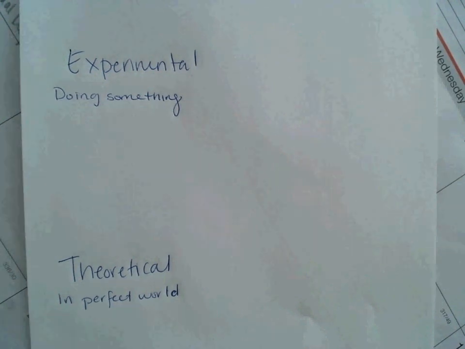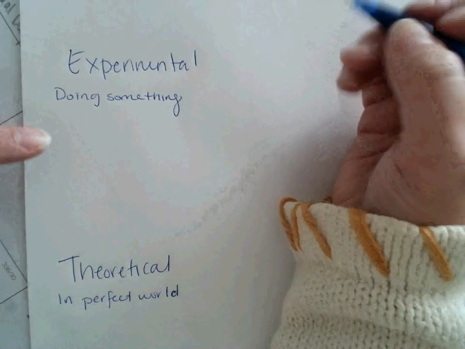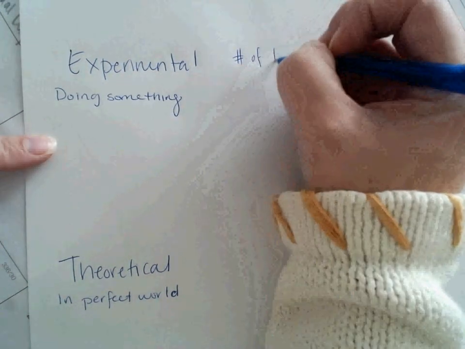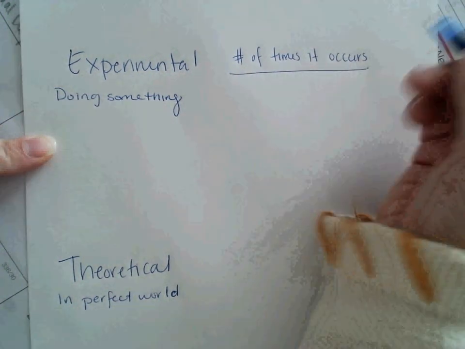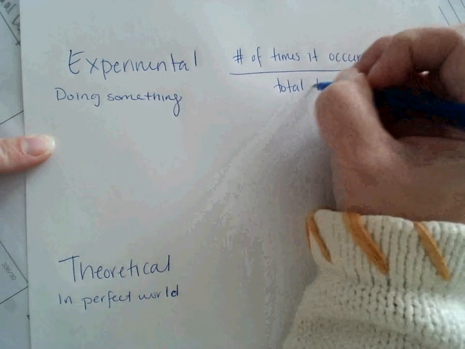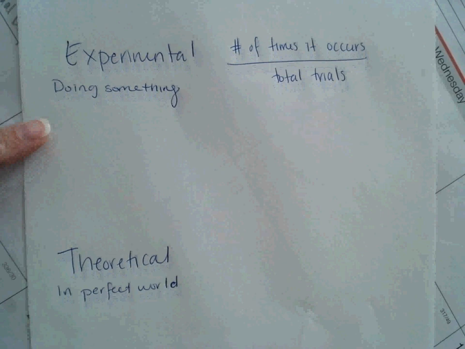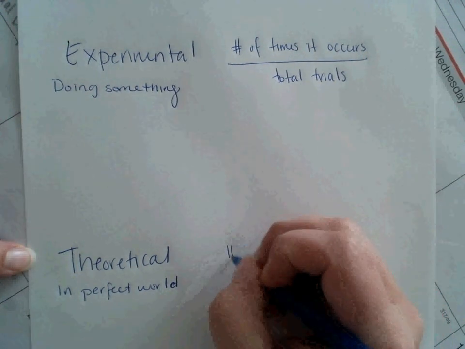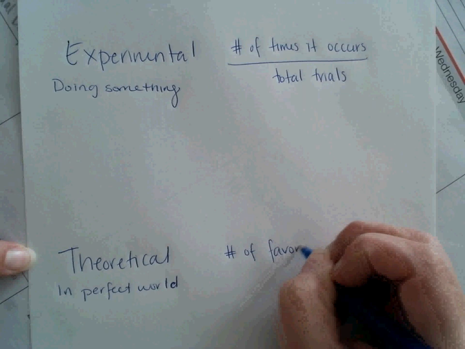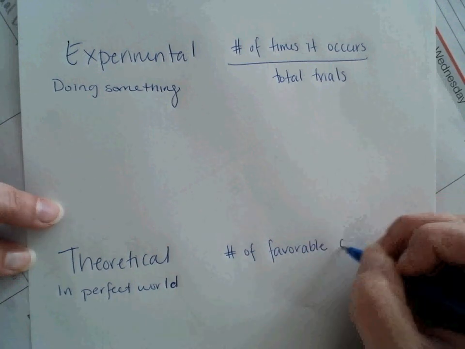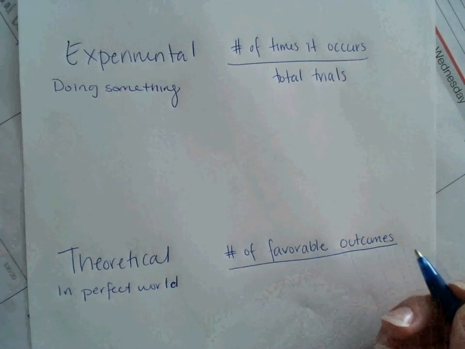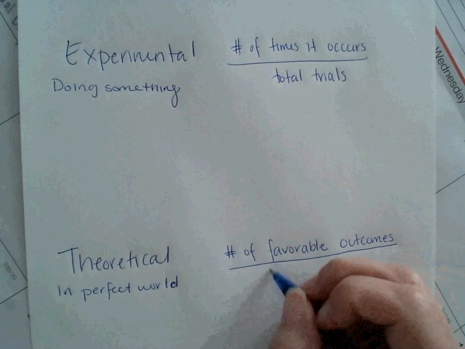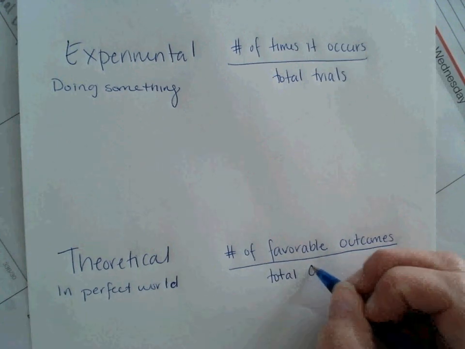So when you're working with an experiment versus theoretical, the experimental is the number of times it occurs over your total trials, and your theoretical is the number of favorable outcomes, which is what we talked about with probability. So this is probability, favorable outcomes, what you want, over the total outcomes.